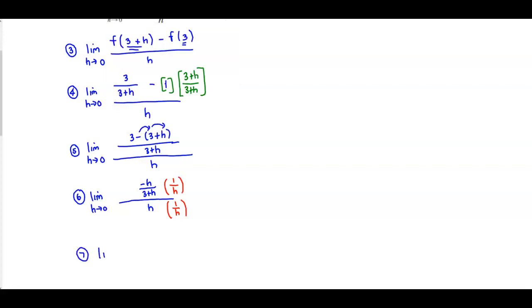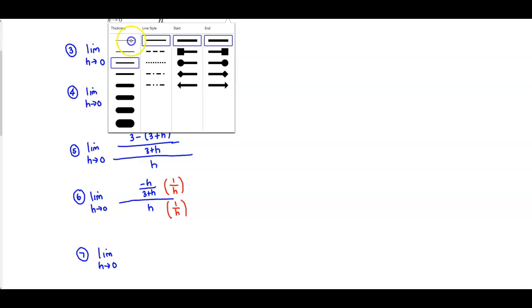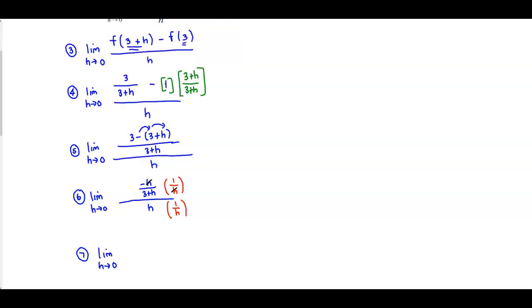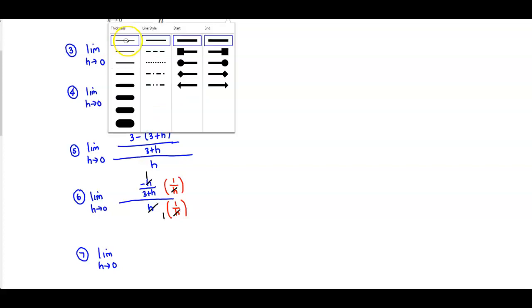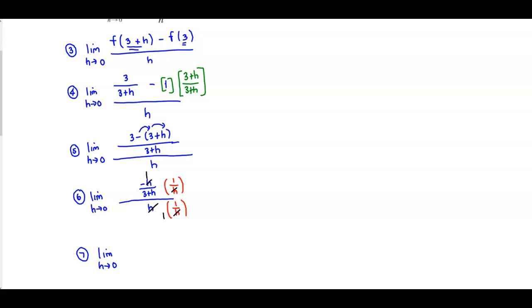So we get the limit as h approaches 0. We can eliminate the h here and get 1 in the numerator, and this is h divided by h, which is 1. So what's left is negative 1 over 3 plus h. Now we can evaluate this limit as h approaches 0. This becomes negative 1 over 3 plus 0, which is negative 1/3.